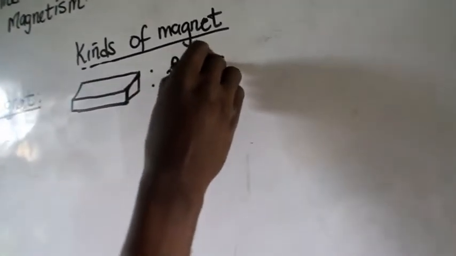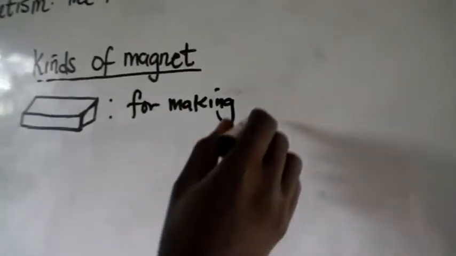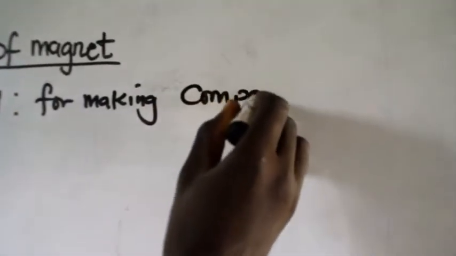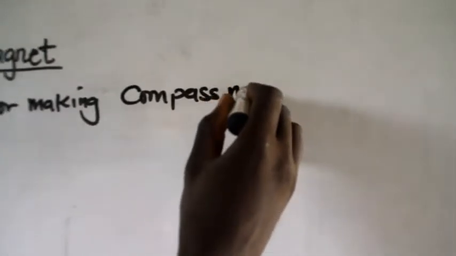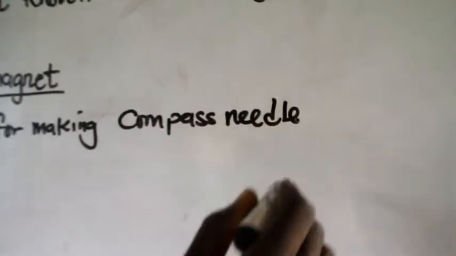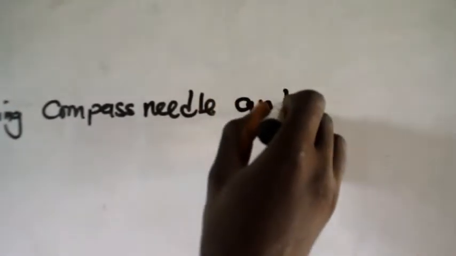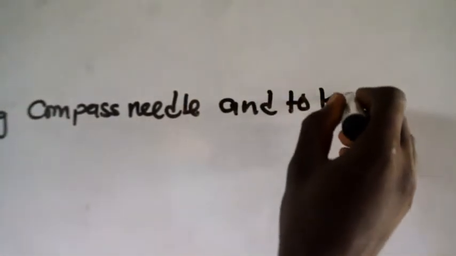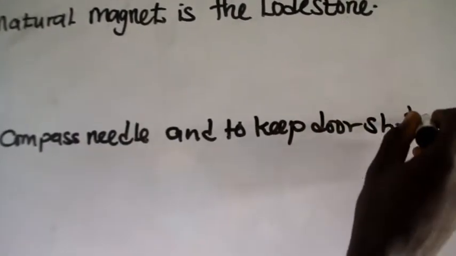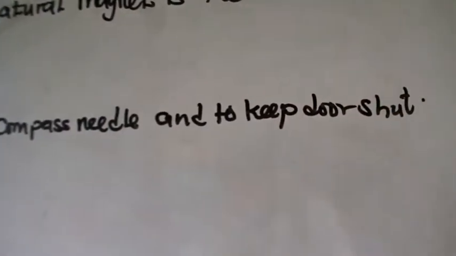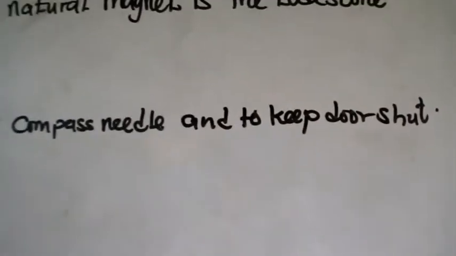For making compass needles, and also we use it to keep a door shut. That is, if you bounce your door, the door shuts with the help of a bar magnet.